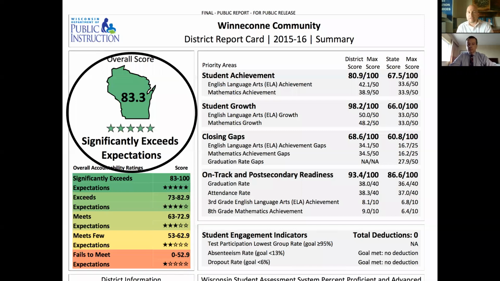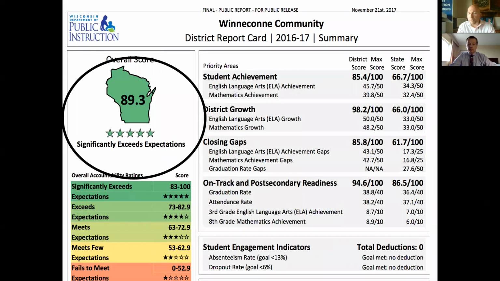Now, again, we kept the same focus and we said, we know we can continue to get better. And here's where we ended up last year at the end of the 2016-17 school year, 89.3 significantly exceeds expectations. And we're the 4th highest rated K-12 school district in the entire state of Wisconsin out of 420.